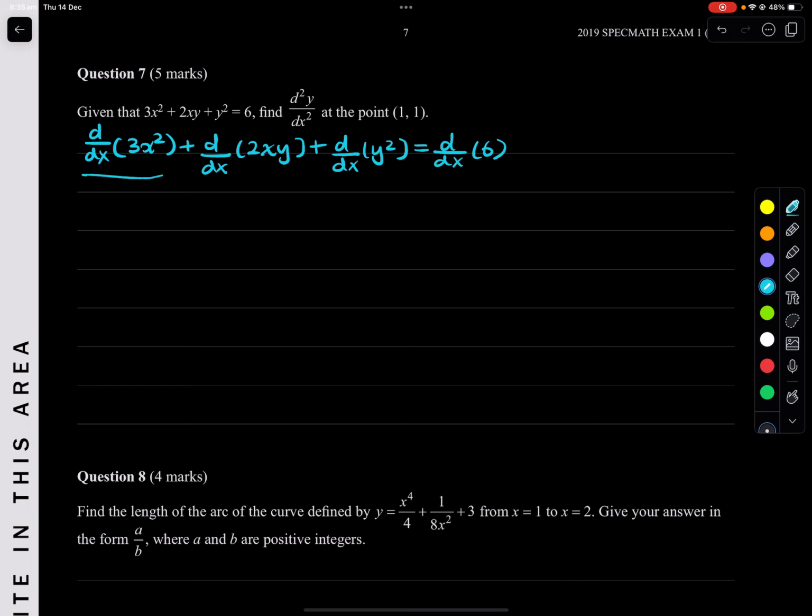Let's do that. So here, the derivative of this is just going to be 6x. The derivative of this, you're going to have to use the product rule. So you'll use 2x, so we'll write 2x. The derivative of y is 1, but remember, because it's in terms of y, we have to multiply that 1 by dy dx. So it's just going to be dy dx plus y, multiplied by the derivative of 2x, which is just 2. So it's going to be overall 2y.